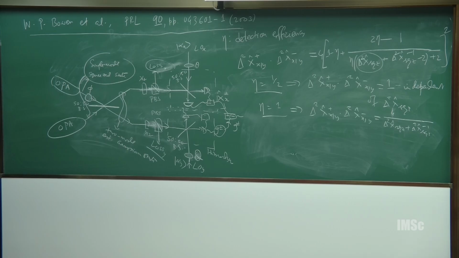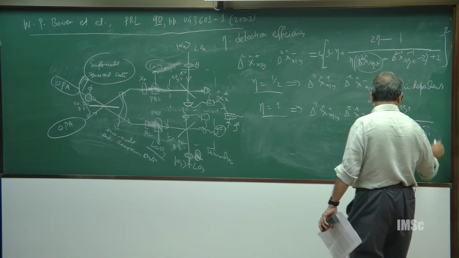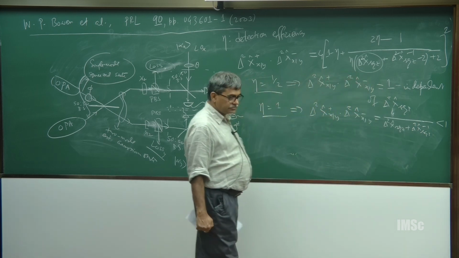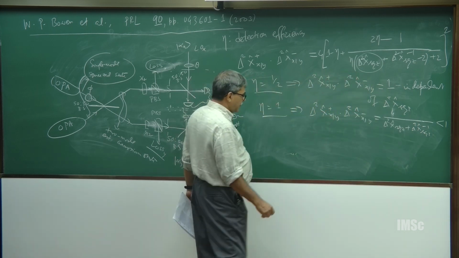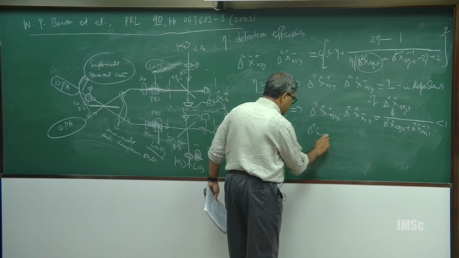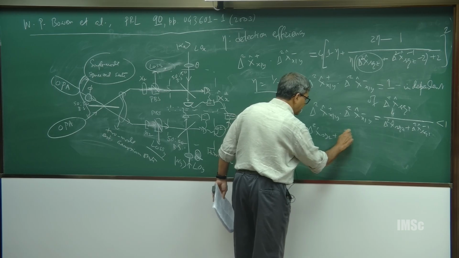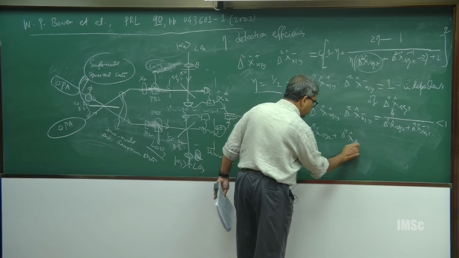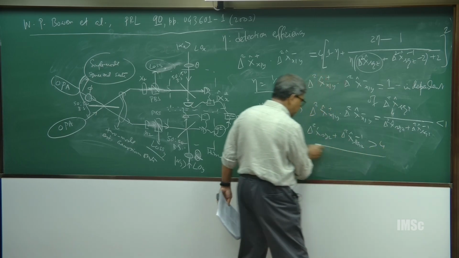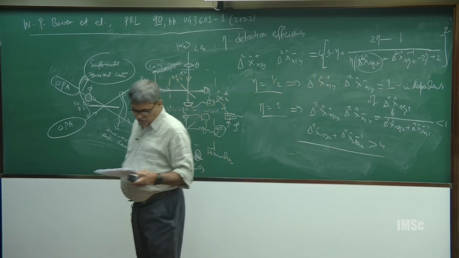Can I say that this is less than 1? That would depend on the variance of the squeezing. So, what is the condition? This has to be less than 1, right? So, greater than 4. Yes. So, delta square x squeezing plus delta square x squeezing inverse has to be greater than 4, right?